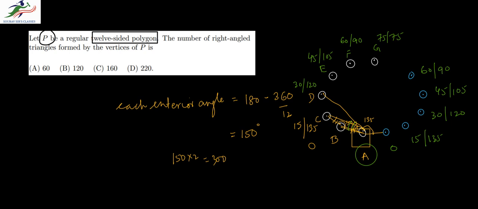So we have to find combinations which will give us 90. So 150 minus 60 is 90. For example, if I go to the point B, the point B has 0 degree. So it will make an angle of 90 degrees with this one, because this angle will be 60. So that is the logic. So with B, we have this one.